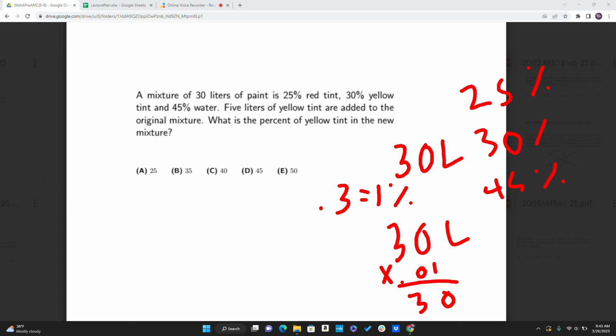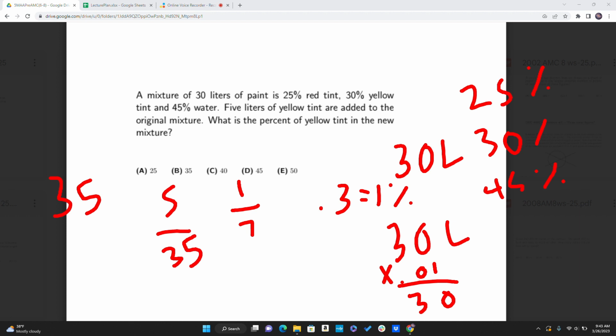But we know that 5 liters of yellow tint are added to the original mixture. So now we have 35 liters, and 5 of those liters are yellow. So 5 out of 35 now is yellow. 5 over 35, that's 1 over 7. 1/7 of it is yellow.